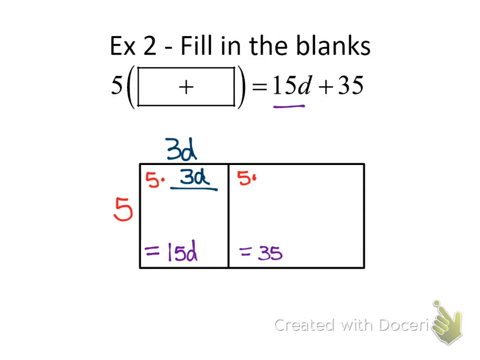Okay? So I know the height of my second rectangle. Now I need to find the length of my second rectangle. So 5 times what equals 35, which is my total area? 7. So 7 is the length of my second rectangle. What do I do with this information I just found? Put it up on the top: 3D plus 7. Or put it in the box. And that's it.